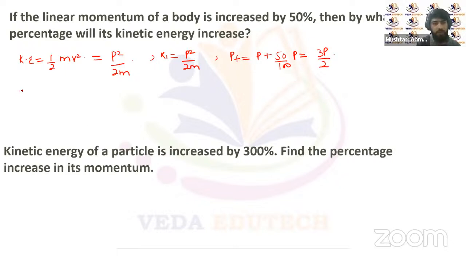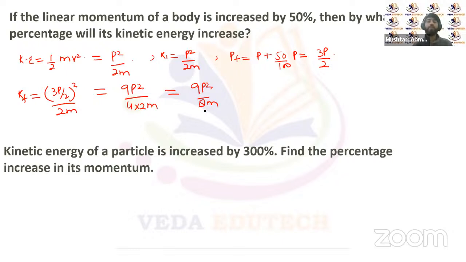So the final kinetic energy K final will be equal to, once again, final momentum square upon 2m. That will be 3P by 2 whole square upon 2 times the mass of the body. So it will be 9P square upon 4 into 2m, that's equal to 9P square upon 8m.